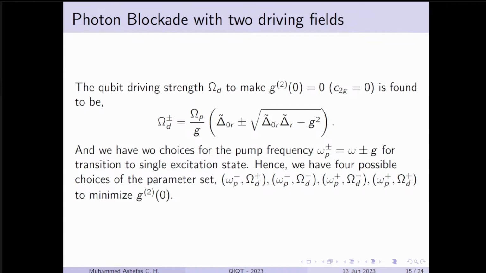with driving strength omega d plus. That is one possibility. The second possibility is omega p minus and omega d minus. Then third is omega p plus, omega d minus, etc. So we have a total of 4 possible driving regimes, which can have a minimum G2 of 0. So we can illustrate with the first case.